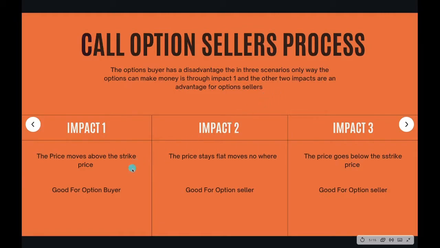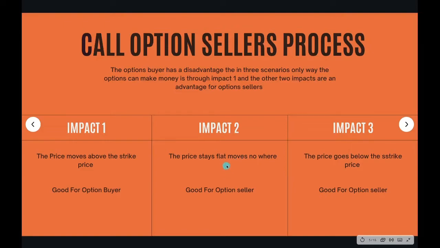So in impact one, the price moves above the strike price. It is good for option buyers because the stock will rise, right? It is a simple thing. The option buyer buys the option and the stock moves above his strike price. That means the premium will also rise. So it is good for the option buyer.